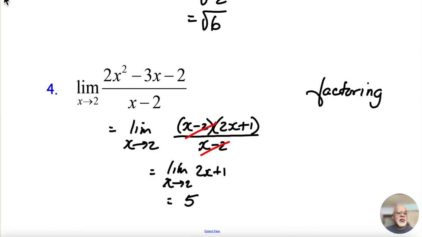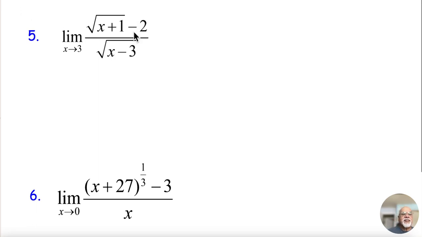All right, let's move on. Number 5. Now, again, we always try substitution first, and if I substitute x equal to 3 in here, that's not going to work. And so this technique, and anytime you see radicals like this, see if you can multiply the offending piece, which is the bottom here in this case, by its conjugate.